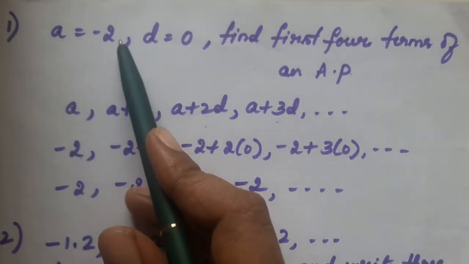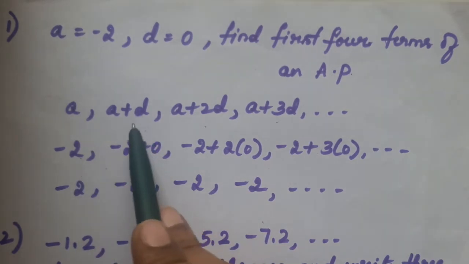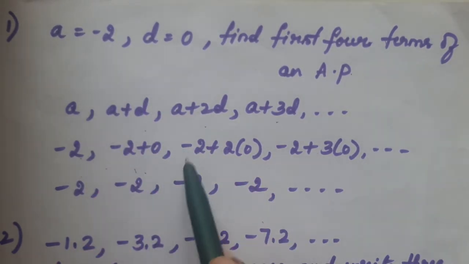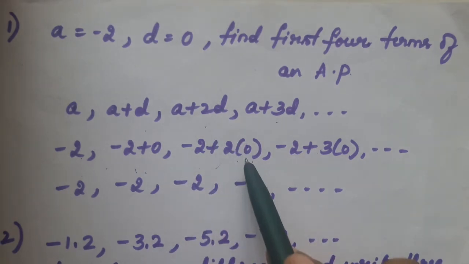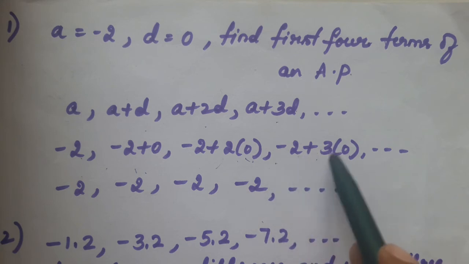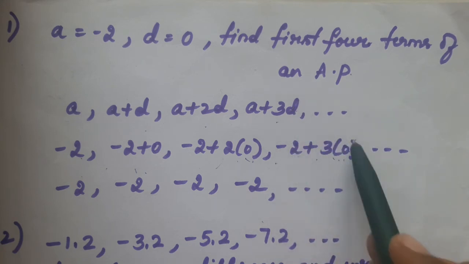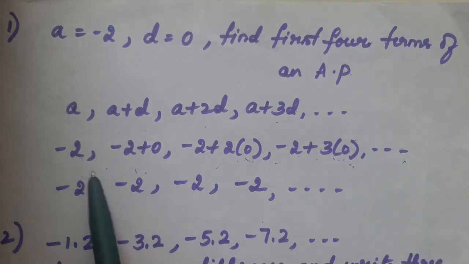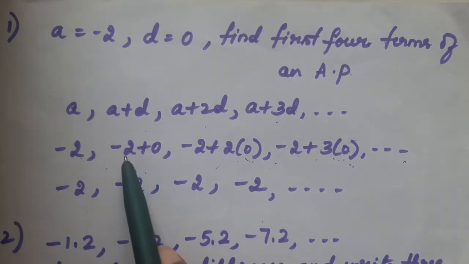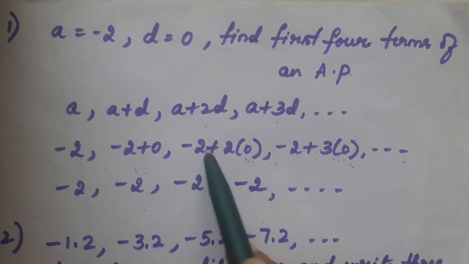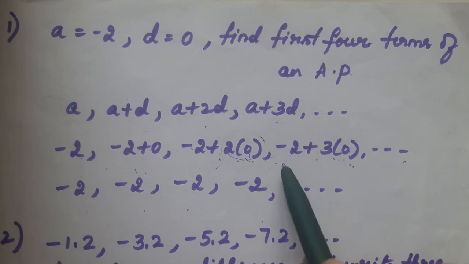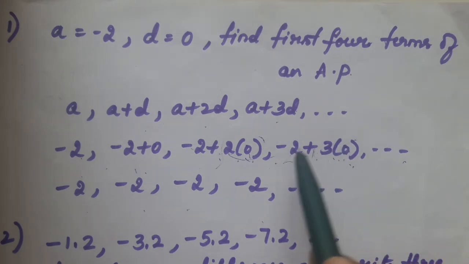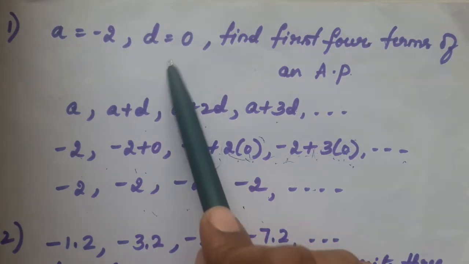So just substitute here. In the place of A, minus 2. A plus D means minus 2 plus 0. A plus 2D is minus 2 plus 2 into 0, and A plus 3D is minus 2 plus 3 into 0. So here how much will we get? Minus 2, and minus 2 plus 0 is minus 2, minus 2 plus 2 into 0 is minus 2 only, and minus 2 plus 3 into 0 is also minus 2. So we are getting minus 2, because the common difference is 0.